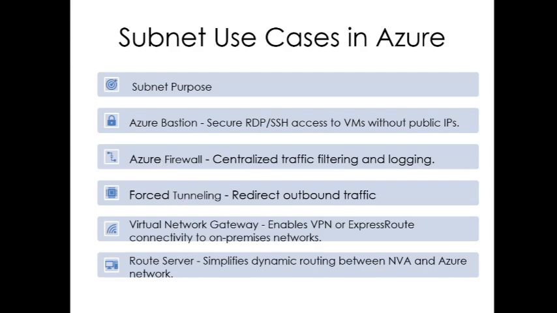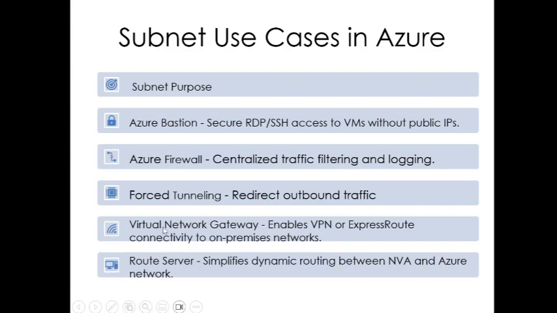Then forced tunneling, it's also part of the firewall. It's a technique in Azure that forces all outbound internet traffic from your virtual network to go through an on-premises firewall or network appliances instead of going directly to the internet from Azure. So why is forced tunneling used? It's used to inspect and secure internet-bound traffic, and it complies with corporate network policies. So it redirects outbound traffic.